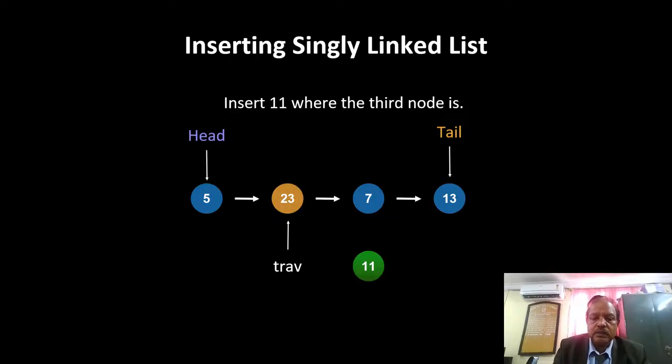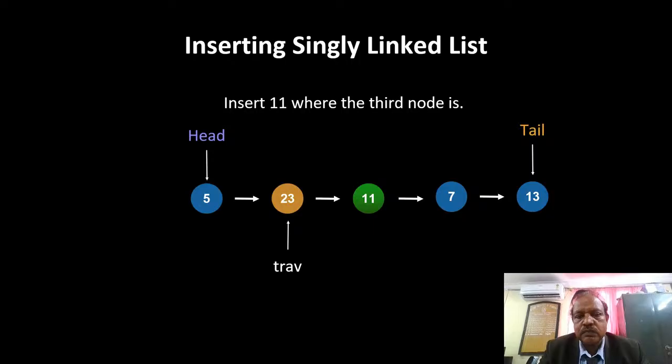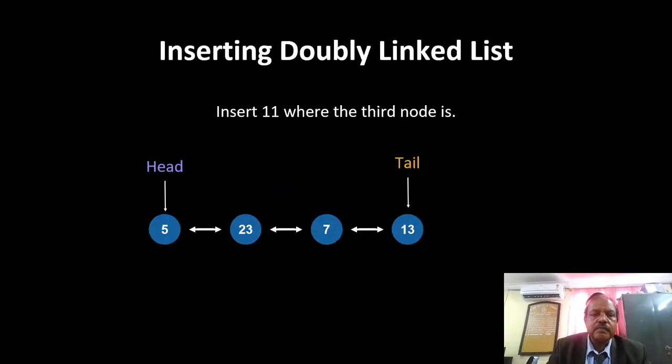For inserting 11, what I need to do? First, from 11, we give a pointer to 7, because before 7, I want to insert that one. From 11, I give a pointer to 7. And from 23, next one you see, from 23, I just give a pointer to 11. So then it is successfully inserted. Okay. Now the traversal will be gone. So this is gone. Similarly, suppose I want to insert 11 where the third node is.